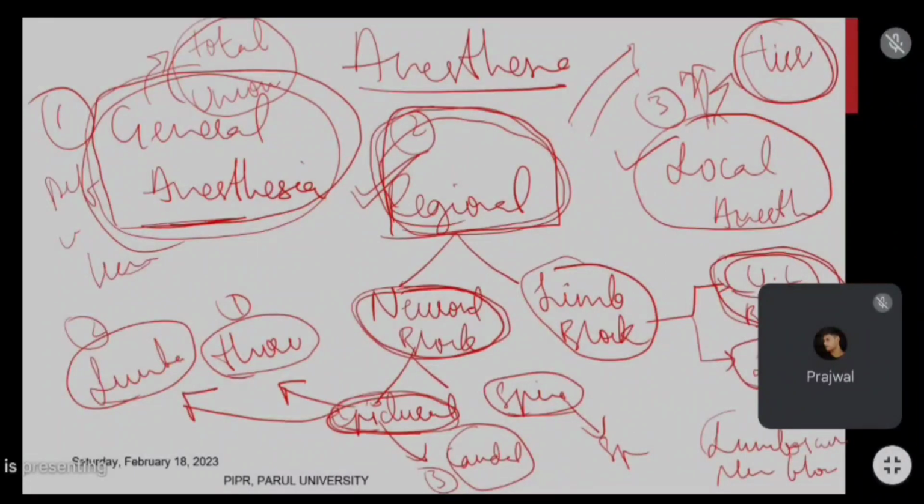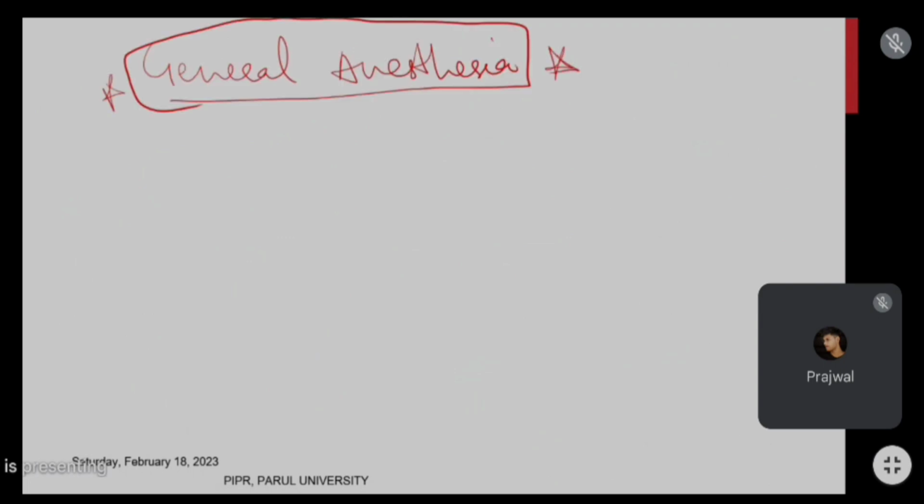I think you understood the basic thing about what is general anesthesia, what is regional anesthesia and what is local anesthesia. Okay, anesthesia का definition अभी start नहीं किया है. These are three types of anesthetic agents we have, depending on the location and the tissue where we need anesthesia. I think this point is clear to you. Now we will discuss general anesthesia in detail.